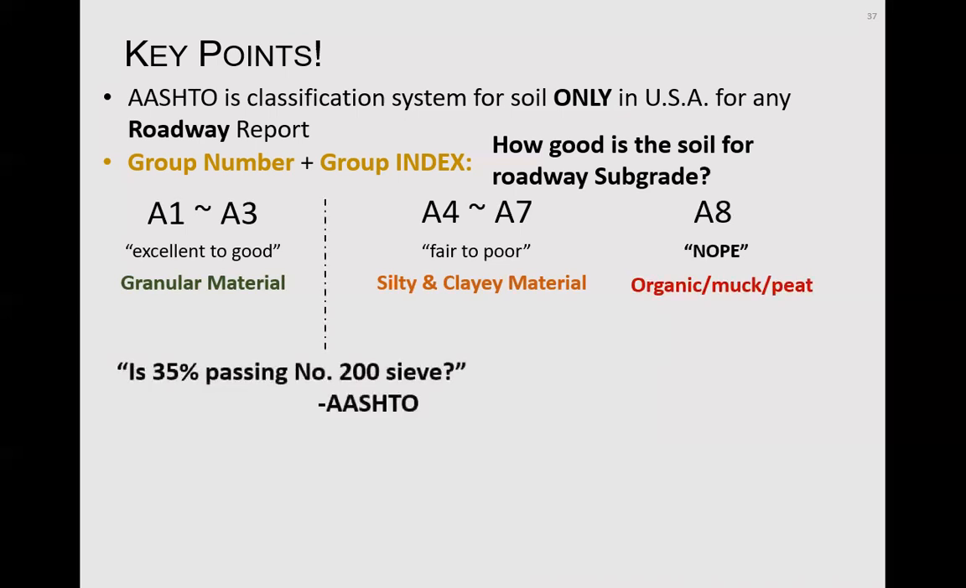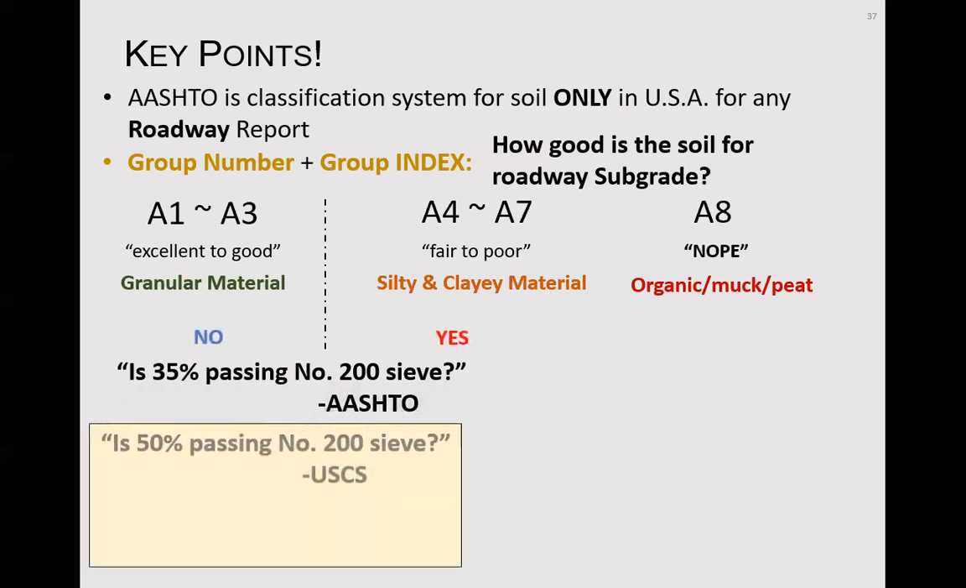So for anything in this area, this dividing line is the 35% passing the 200 sieve. So if you're looking at AASHTO, it's 35%. If you are looking at the USCS, the dividing line between granular and fine material is 50%. So that's the key difference here: 50% for USCS, 35% for AASHTO.